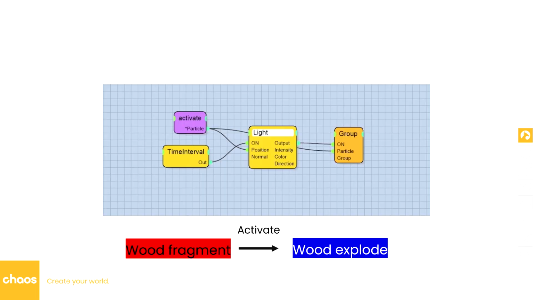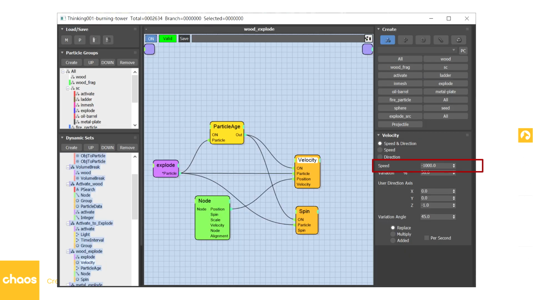Here is the dynamic set we use to activate the explosion. It incorporates an Omni light within the light condition node, and the time interval node allows us to trigger the activation at a specific time. The Omni light also played a role in determining the direction of the explosion. By assigning a negative speed value in the velocity node and inputting the Omni light position into it, the light now serves as the central point of the blast.